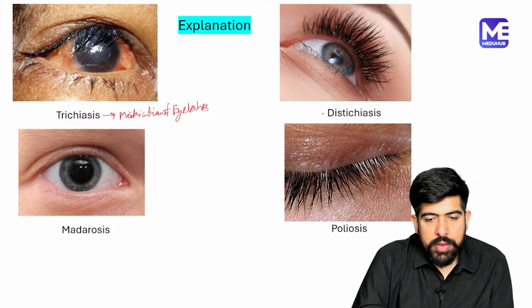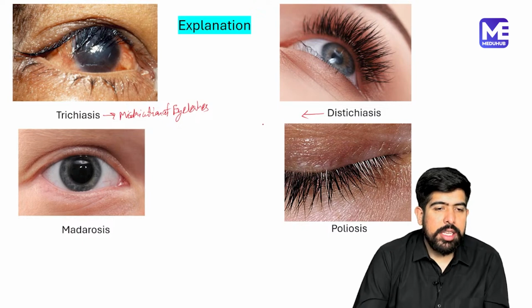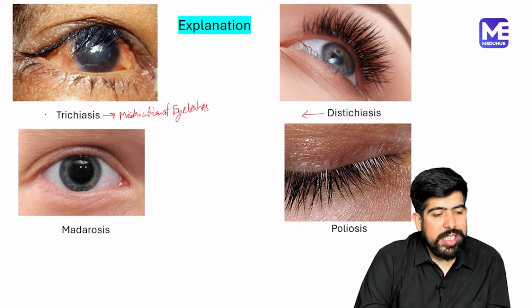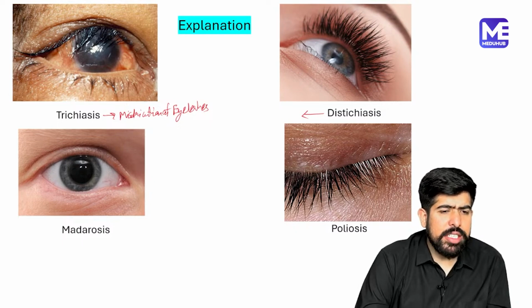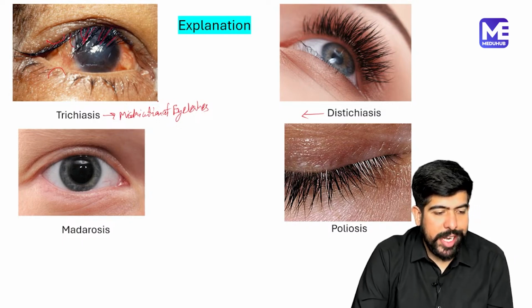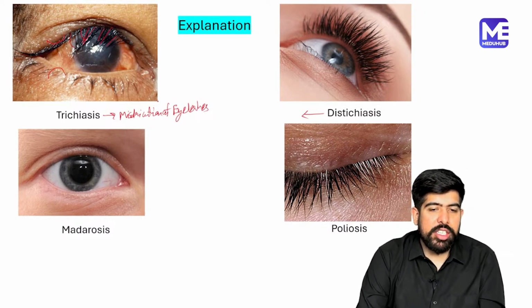The second one is distichiasis. So what is the meaning of misdirection? You can see our eyelash roots always come upward and outward. Yes, you can see it will also come upward and outward like that. But now you can see it is going inside. Some are going left, some are going right. It is not following the physiological direction. So this is known as the misdirection of the eyelashes.